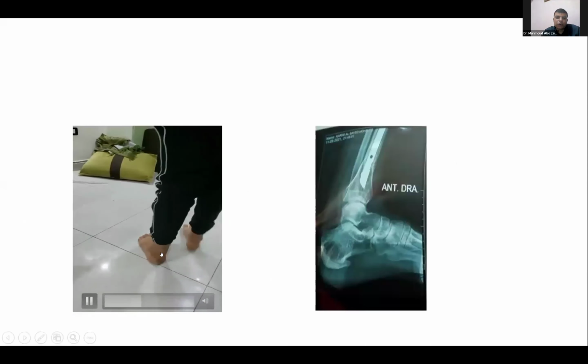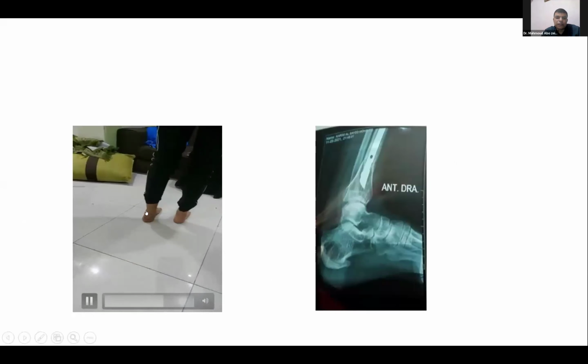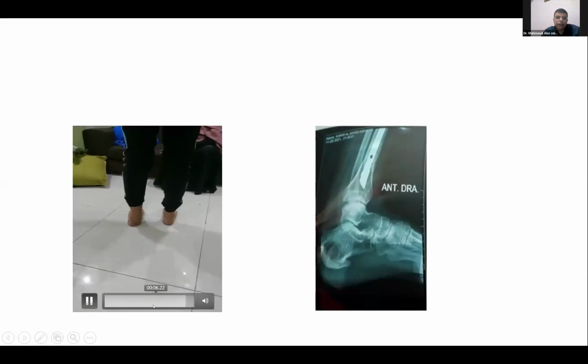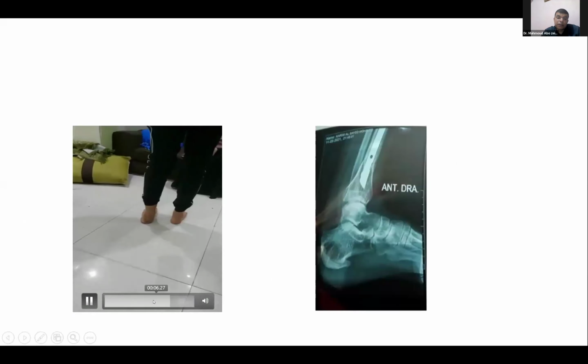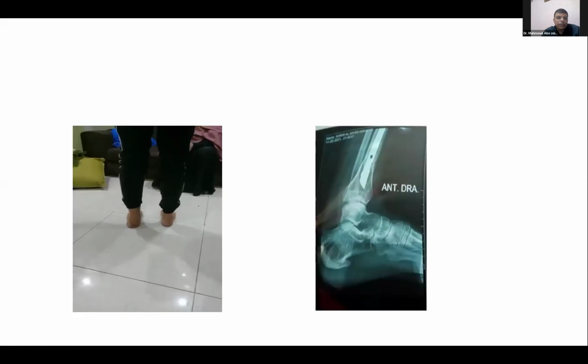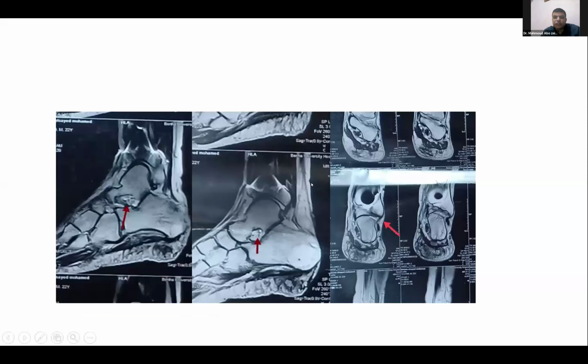We can notice this rocking movement of the calcaneus, but the patient complains of giving way with a negative anterior drawer test. This is a standing lateral X-ray. We can notice here the anterior displacement of the subtalar joint. The subtalar joint is not co-opted in the standing X-ray, so there is an excessive anterior displacement of the subtalar joint.